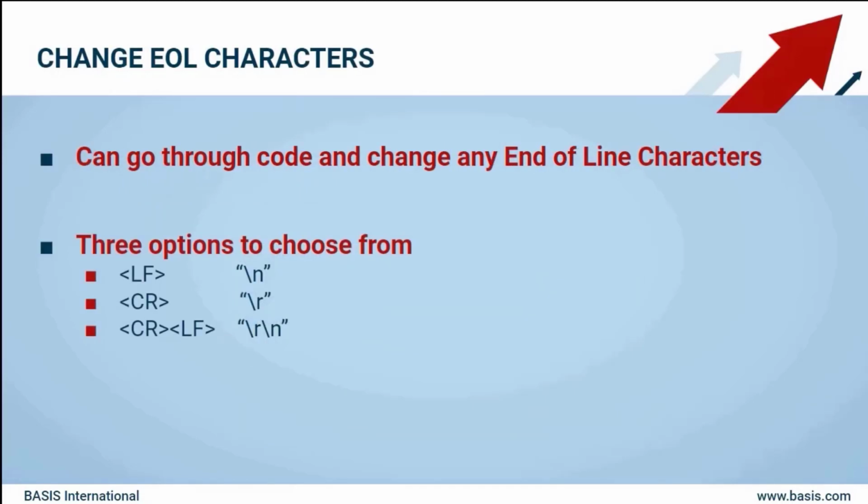The final feature we're going to go over is changing the end of line characters. Depending upon the desired outcome, or the type of system the code is being run on, there may be times you need a quick and easy way of changing the end of line characters. The BBj code formatter allows you to go through and replace all end-of-line characters with one of three options.